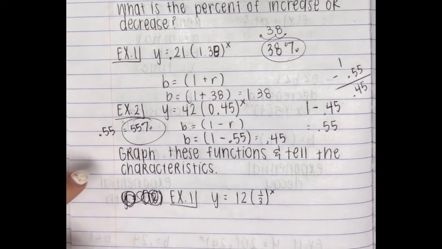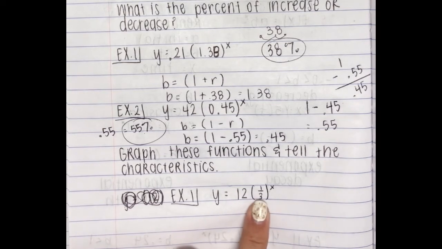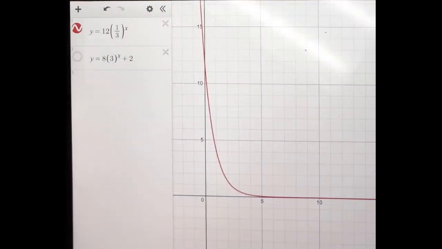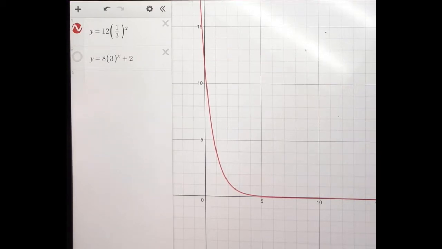Okay, and then down below, it says graph these functions and tell their characteristics. So let's start with this first example. Y equals 12 times 1/3 raised to the power of x. So we are going to graph that real quick. All right, so based on the equation and on our graph, we can see that it is decreasing. So this is exponential decay, okay? It's decreasing at a rate of 1/3, okay?